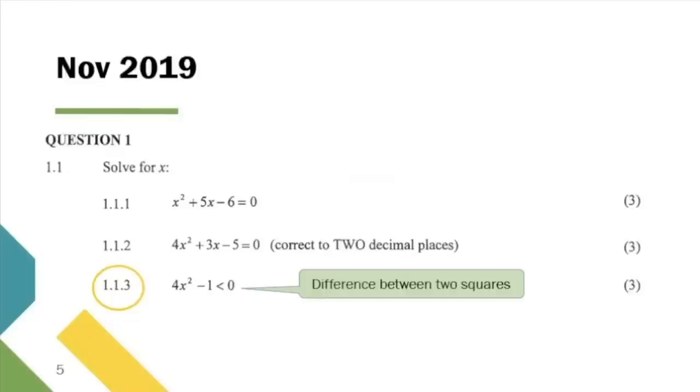2019, first question. Solve for x, x squared plus 5x minus 6. You will see it's a trinomial again. It's exactly the same as 2018. 1.1.2. 4x squared plus 3x minus 5 equals 0, already in standard form. They say correct to two decimal places, so we know it's going to be a quadratic. I'm going to use the quadratic formula to solve that one.